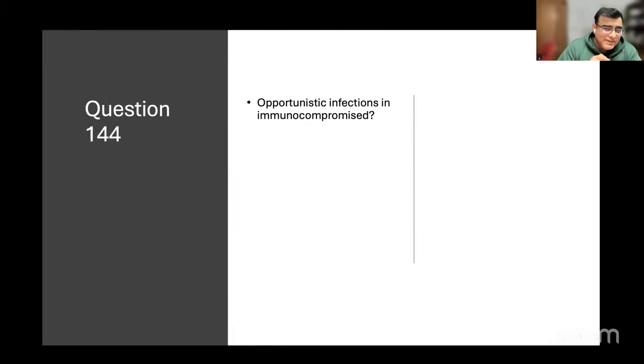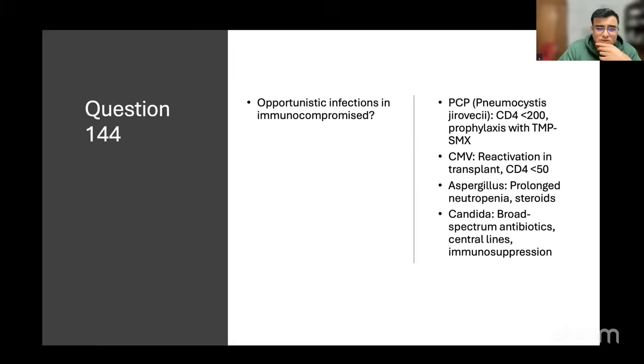So opportunistic infection, some question was also there. I'm not sure what was the question. So, to revise: PCP, at CD4 less than 300, prophylaxis is with trimethoprim-sulfamethoxazole. CMV, reactivation in transplant patient, CD4 less than 50. Aspergillus, prolonged neutropenia, steroid use, right? Candida, broad spectrum antibiotics, central line, immunosuppression, those are the risk factors for candida, right? So I don't know what question was there, but some opportunistic infection and immunocompromised question was asked, I was told.